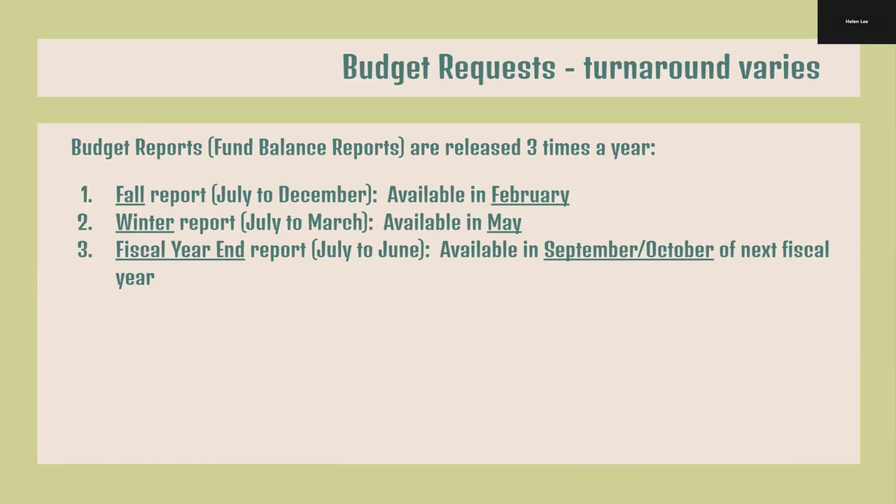Now, the turnaround for budget requests will vary depending on the time of year. So these budget reports, also known as fund balance reports, are already released 3 times a year. We have the fall report that runs from July to December, and this is available in February. A winter report that runs from July to March, available in May. And the fiscal year-end report that runs from July to June, and this is available in September or October of the next fiscal year. So if you need a fund balance report outside of these 3 schedules, you will submit that budget request ticket.